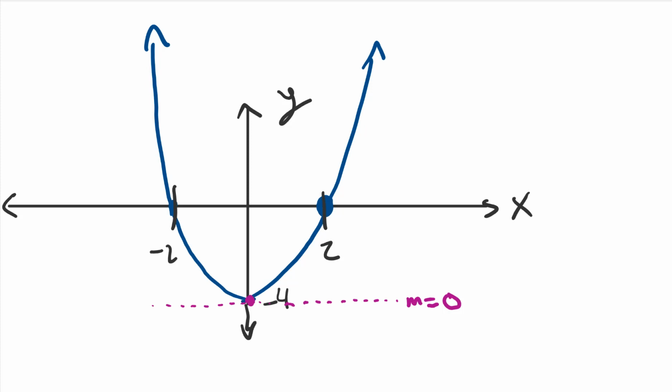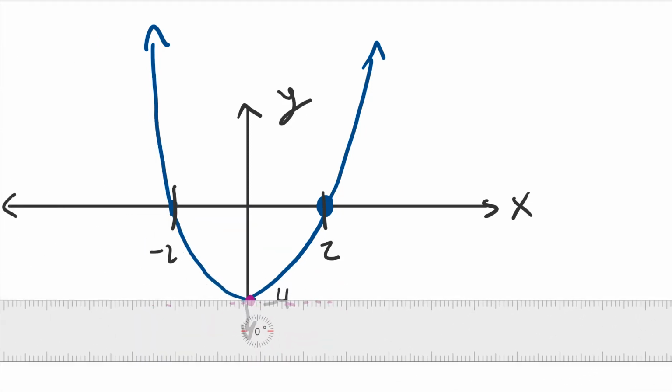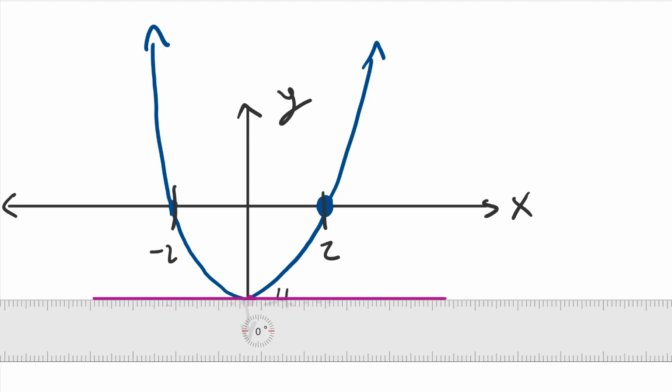But what this is saying is the slope of our tangent line is 0. Let me go in with my little ruler thing and show you this. So right here, 0 degrees. We have a slope. There's no slope going on. There's just no slope.